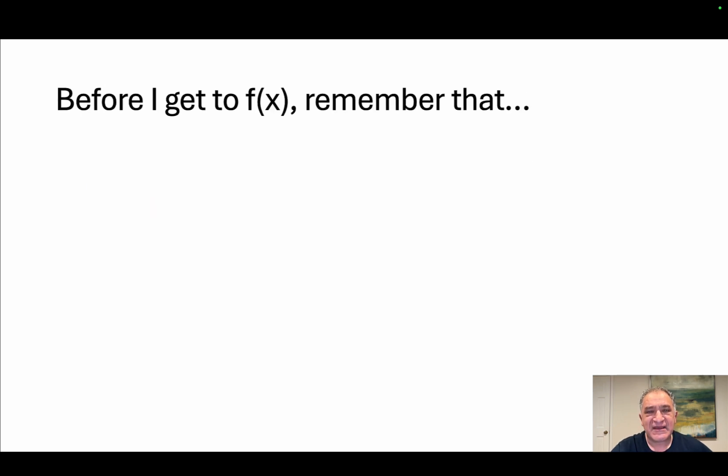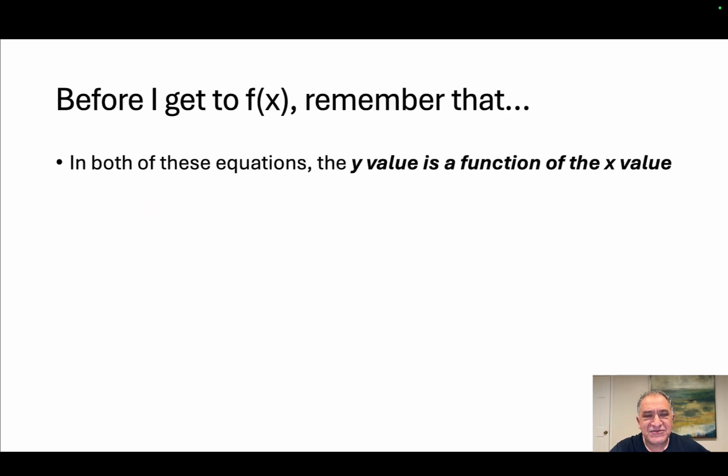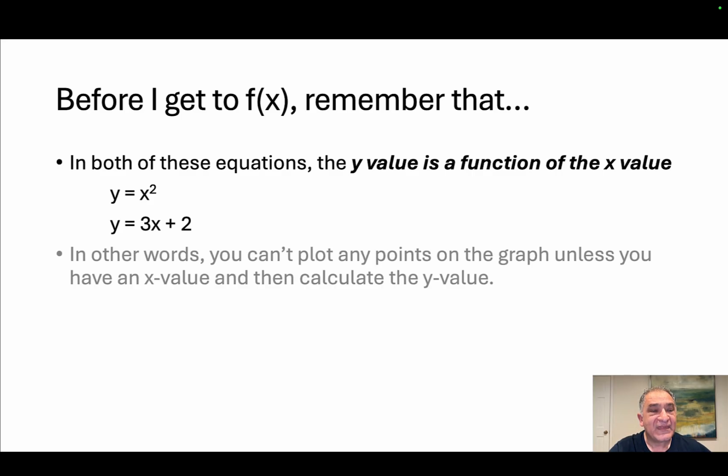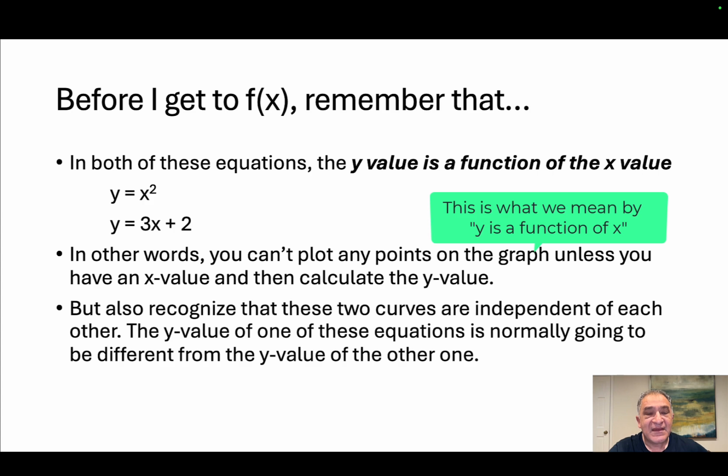But before I get to f of x, remember that in both of these equations, the y value is a function of the x value. In other words, for y equals x squared, you have to have an x value, square it, and get the y value, and that's how you get your coordinate pair. And in this one, you have to have an x value, multiply it by 3, add 2, and then you get the y value, and then you can plot that point. In other words, you can't plot any points on the graph unless you have an x value and then calculate the y value. But also recognize that these two curves are independent of each other.